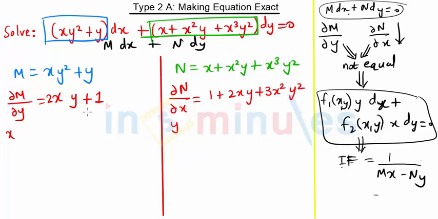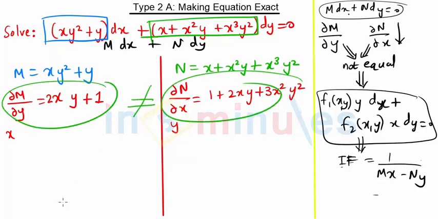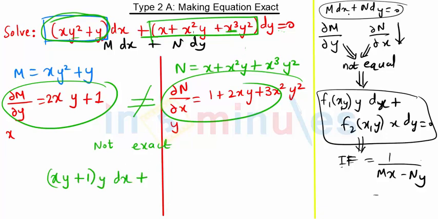So as you can see, if you compare these two, they are not the same. So this given differential equation is not exact, but we have to make this equation exact. First you observe this part. In this part, if we take y common, I will get x into (y plus 1) into y in this dx as it is. And in this part, if I take x common, I will get (1 plus xy plus x square y square) into x dy equal to 0.